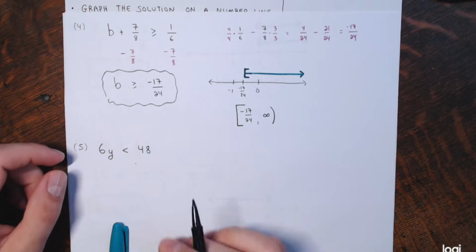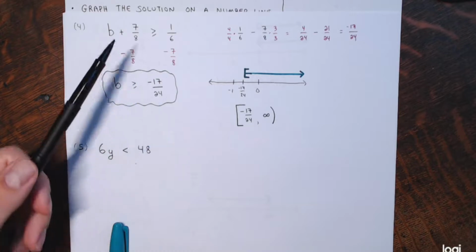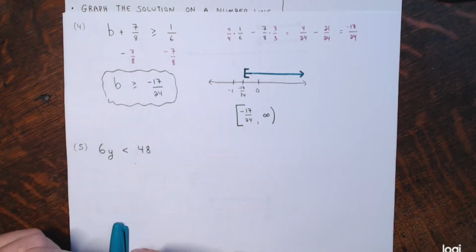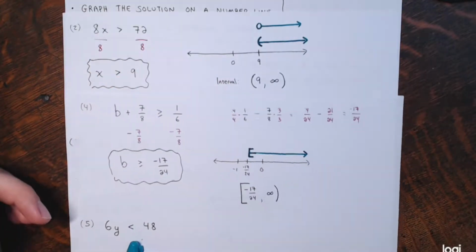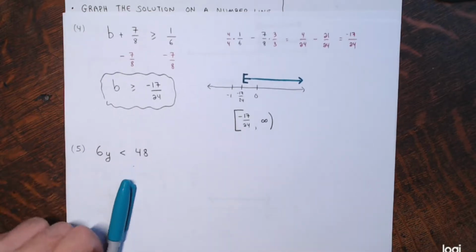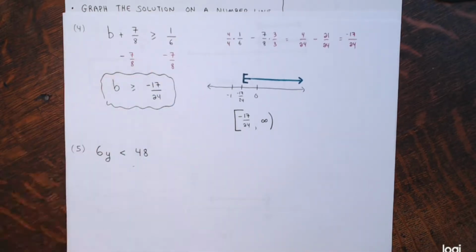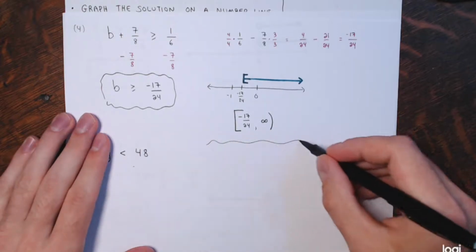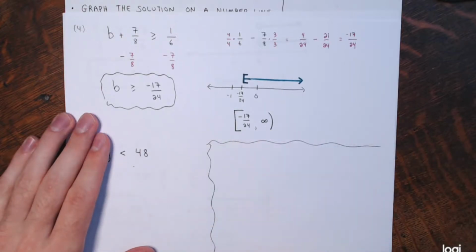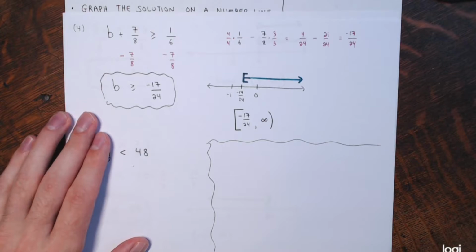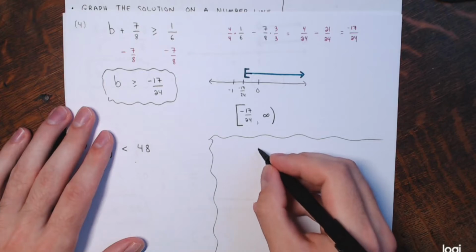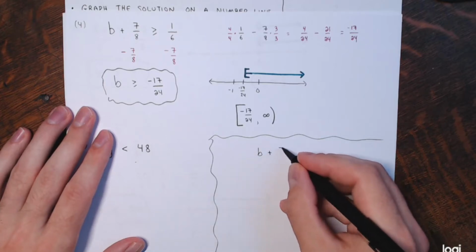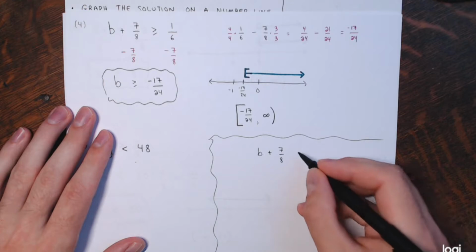Now, so far, I've been saying, hey, these are all one-step inequalities. So far, I've only performed one step, right? Subtracting 7/8 or dividing by 8 and stuff like that. Now, the ones with fractions, let me do this off to the side here. If you don't like working with fractions, which a lot of people don't, so I'll write that same inequality again. b plus 7/8 is greater than or equal to 1/6.